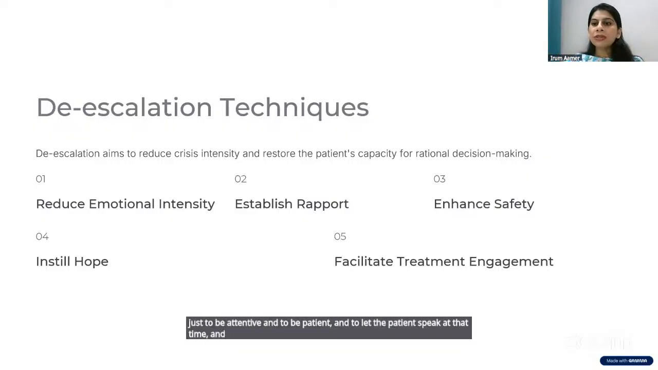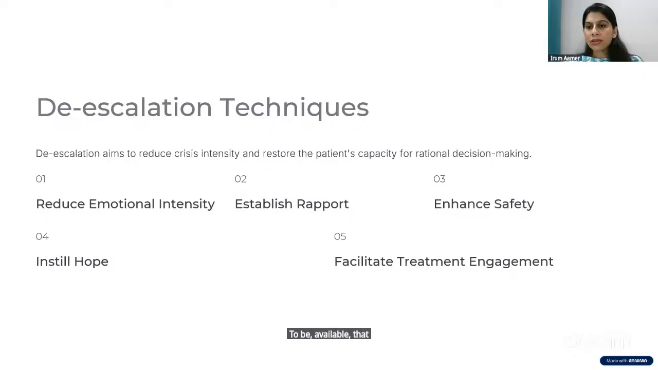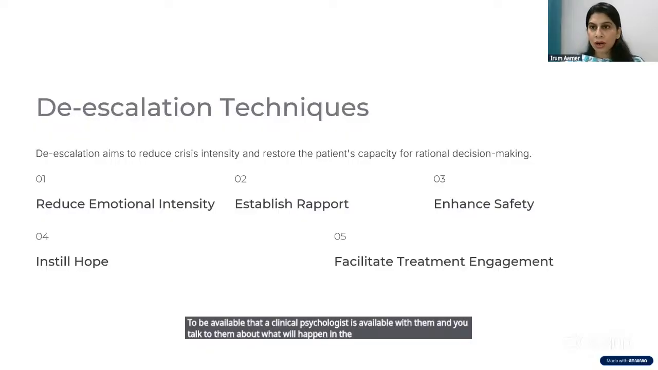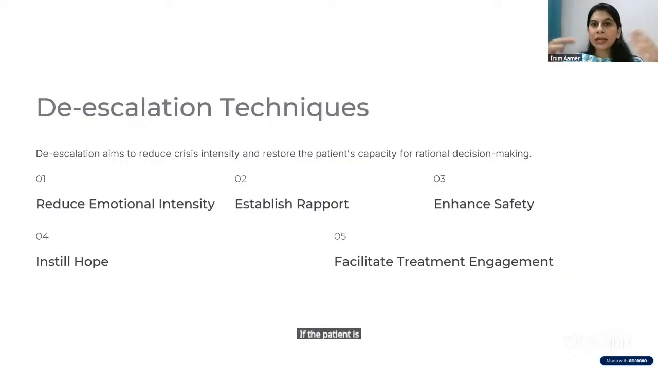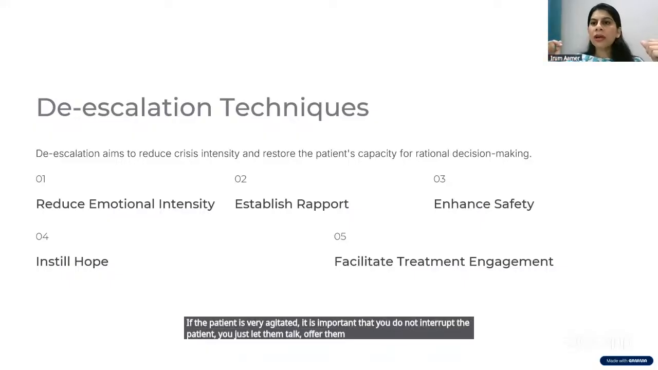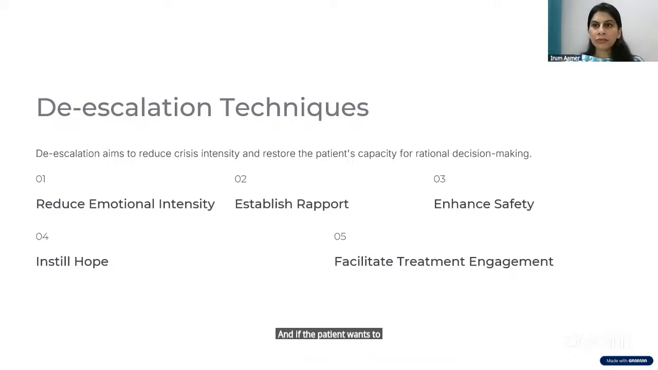And then you facilitate the treatment engagement, so that you make it easier for them to engage with a staff nurse. You make it comfortable for them. A clinical psychologist is available with them, and you talk to them about what will happen in the next few hours. A treatment plan needs to be discussed. If the patient is very agitated, it is important that you do not interrupt the patient. You just let them talk, offer them a glass of water maybe, or just let them know that you are taking them to a quiet corner, a place where there is not a lot of interruption, and let them be. And if the patient wants to engage, then you can communicate.